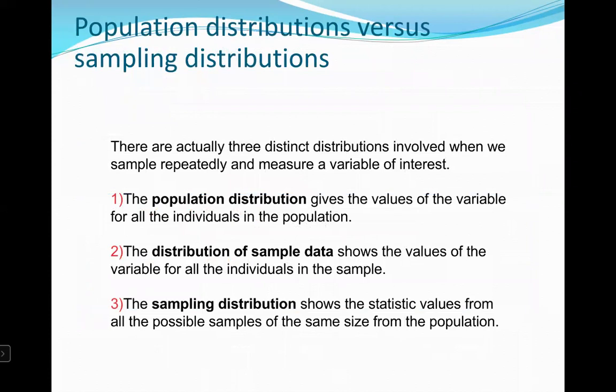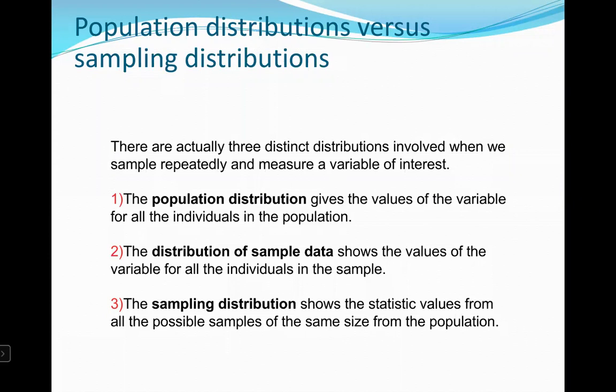Population distributions versus sampling distributions. There are actually three distinct distributions involved when we sample repeatedly and measure a variable of interest. The first is the population distribution. The population distribution gives the values of the variable for all individuals in the population.